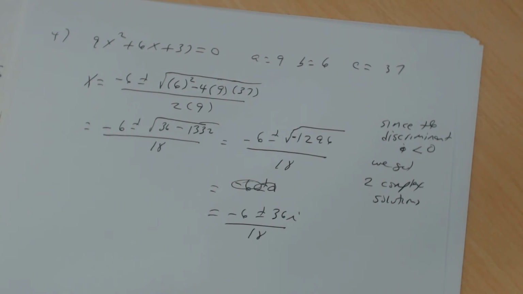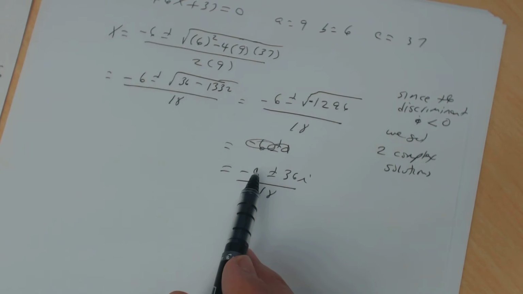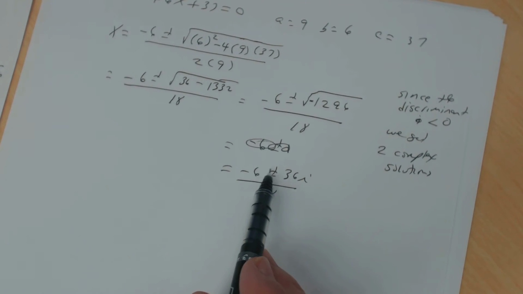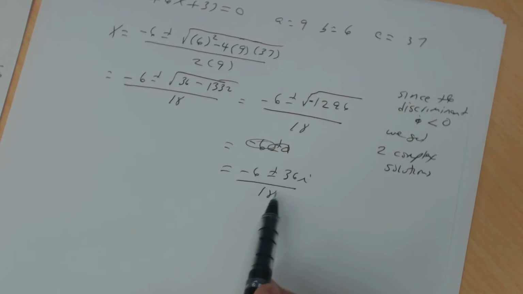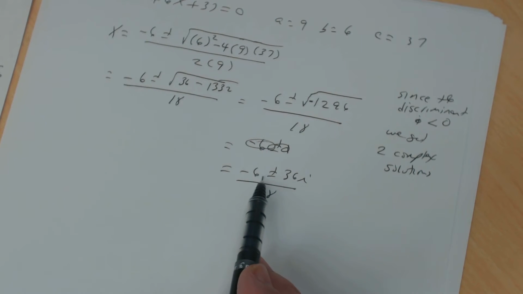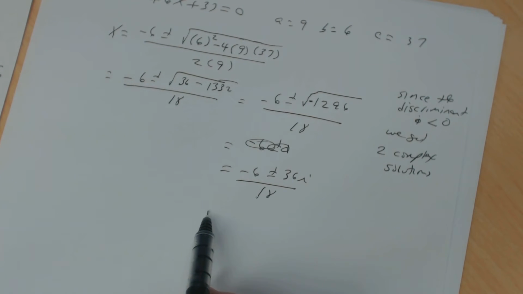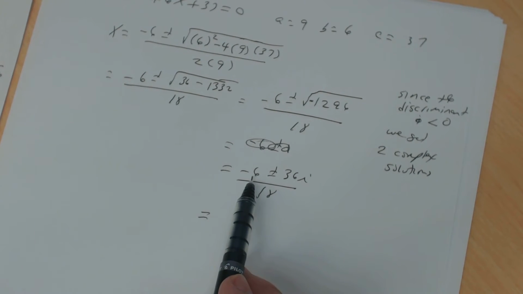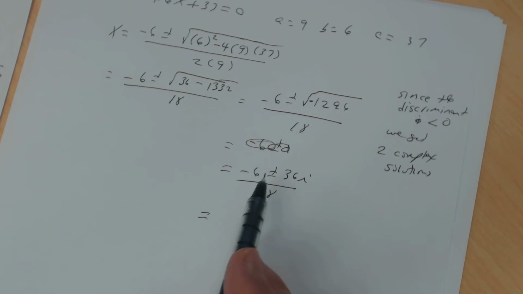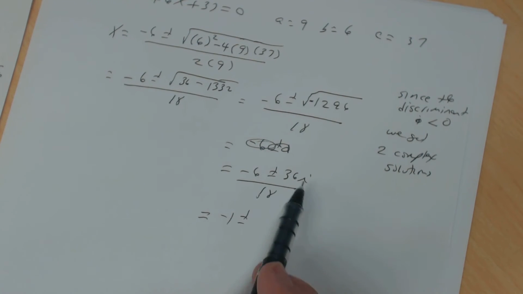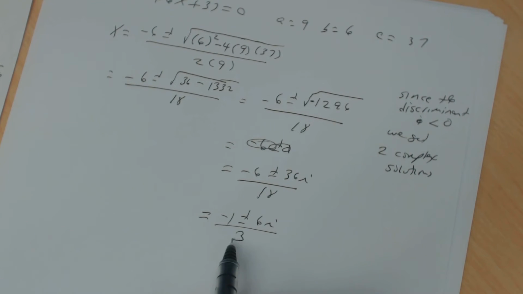All over 18. And then again, always make sure, remember simplifying means in this case also to reduce. So negative 6, 36, and 18 are all divisible by 6. So I can rewrite this as 6 into negative 6 is negative 1, plus or minus 6 into 36 is 6i, and 6 into 18 is 3. So I can write the answer like that.